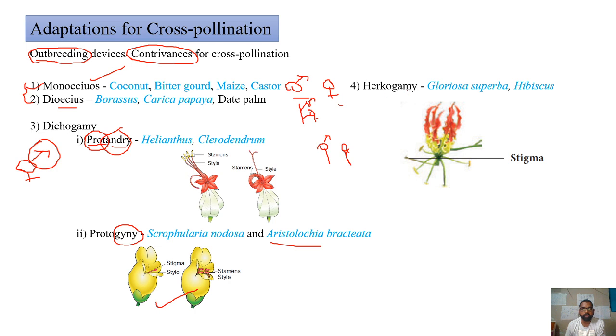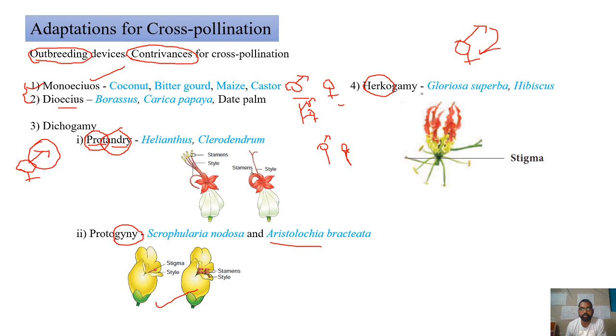And in the case of hercogamy, hercos is the barrier. So there is some barrier that is not allowing the pollen grains to reach the stigma. So here the flowers are bisexual only, but some kind of barrier is present for this self-pollination. That's why it is hercogamy.